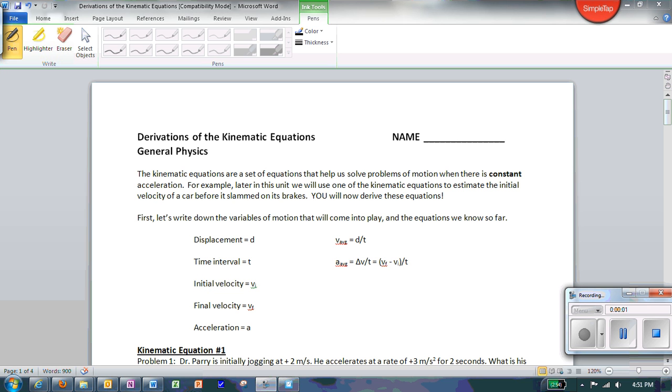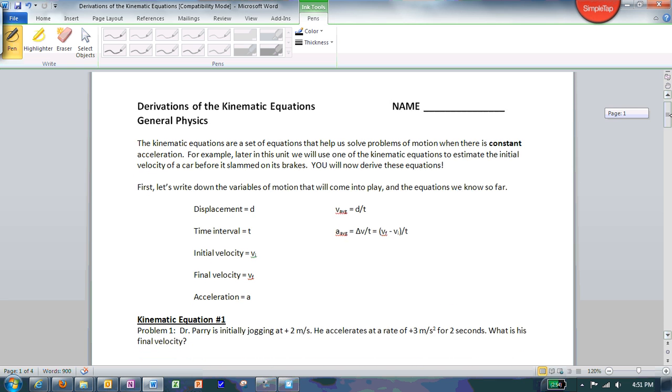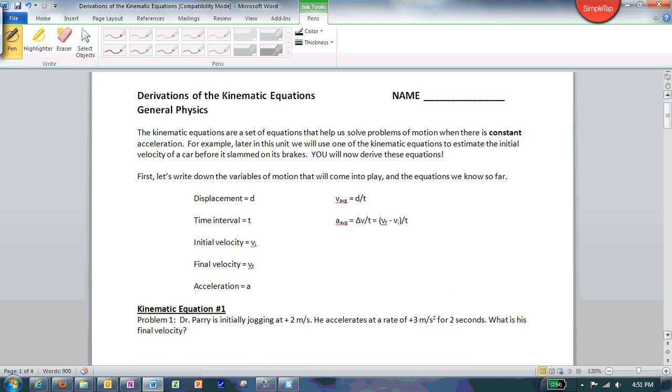In this video, I will derive the kinematic equations via the sheet that was handed out in class. So let's first start by recognizing, just to reiterate, these kinematic equations are a set of equations that can be used to solve problems of motion when there is constant acceleration. There must be constant acceleration.